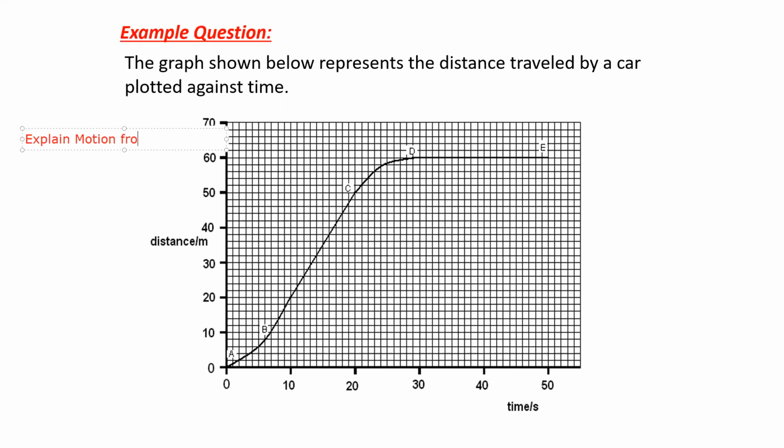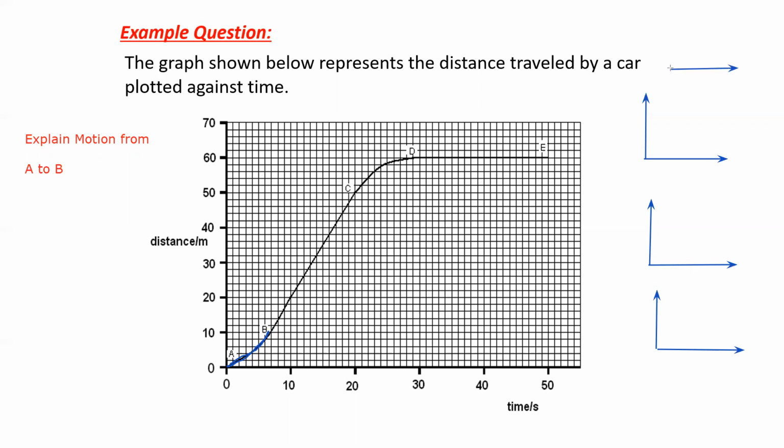If the question is explain the motion from A to B, so what is happening from A to B? You can see from position A to position B, what is happening? Because as we discussed, there are four possibilities for a distance time graph. It might be a horizontal line, it might be a straight line, it might be a line with increasing angle, or it might be a line with decreasing angle.